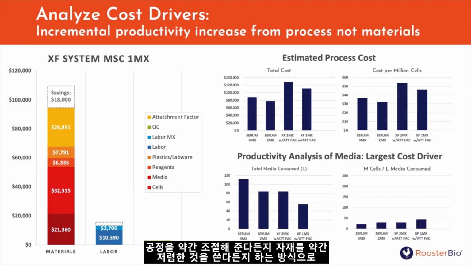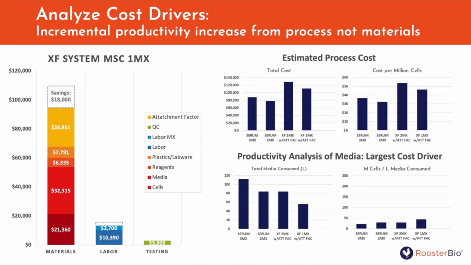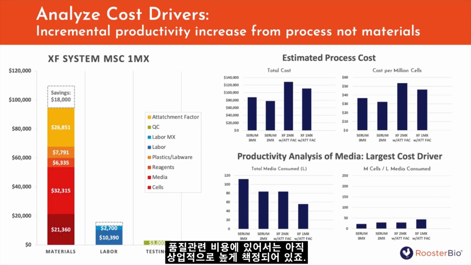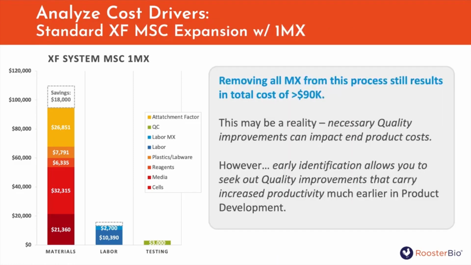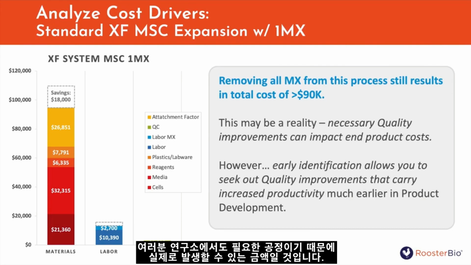Incremental increases in productivity can be achieved with process tweaks or slightly less expensive material decisions, reducing our cost of goods. But the quality-related costs may be commercially prohibitive still. Removing all of the media exchange costs from this process would still result in a total cost of over $90,000. And this may be a reality and a necessary change and process for your system.